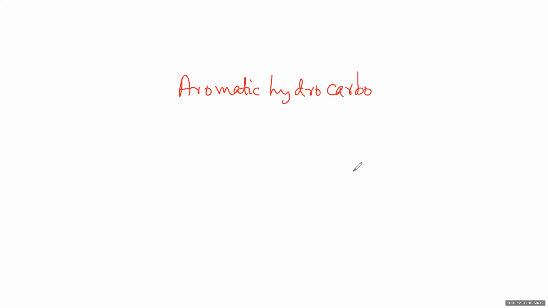Aromatic hydrocarbons. Aromatic hydrocarbons are also known as arenes. So arenes are aromatic hydrocarbons. And what are aromatic hydrocarbons or arenes? They are hydrocarbons, very clear.